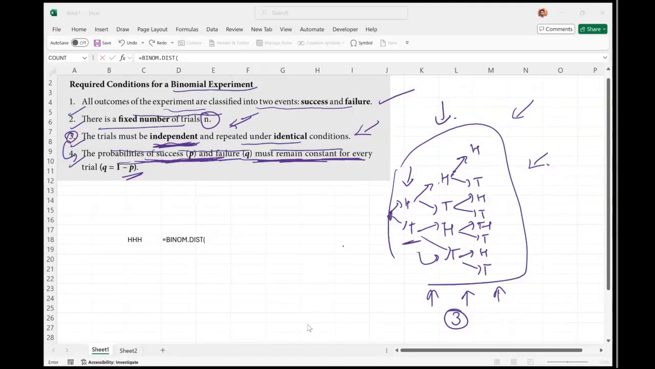Let me quickly see whether everything is getting recorded or not. Yes, everything is getting recorded.